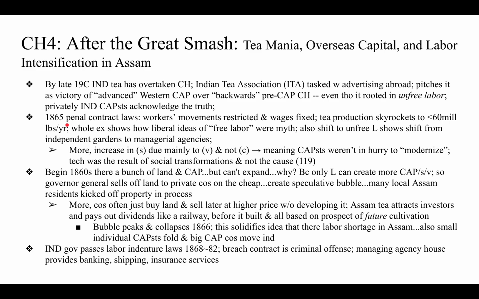So I've talked about the penal contract laws, but to look at them in more detail, this really came about in 1865, and they restricted workers' movements and their wages were fixed. And then from this exploited labor, tea production skyrocketed to over 60 million pounds per year. And the whole example of these penal contract laws shows how liberal ideas of free labor were always, from the beginning, a myth. Okay, and the shift from unfree labor shows a shift from independent gardens to managerial agencies as well. Moreover, the increase in surplus value was due mainly to variable capital and not constant capital, meaning that capitalists weren't in a hurry to, quote, modernize technology, and that technology was the result of social transformations and not the cause.